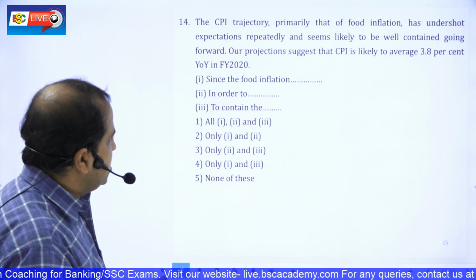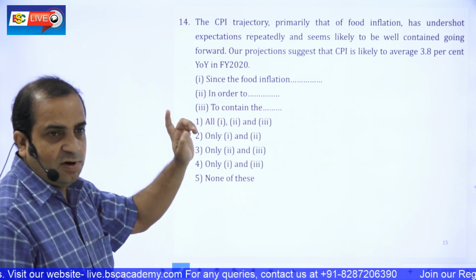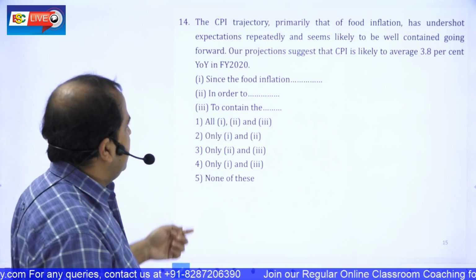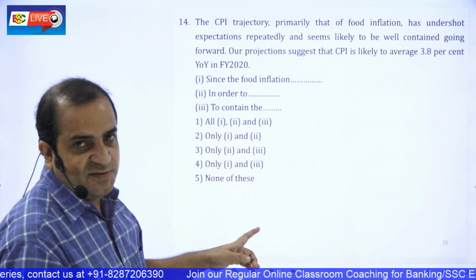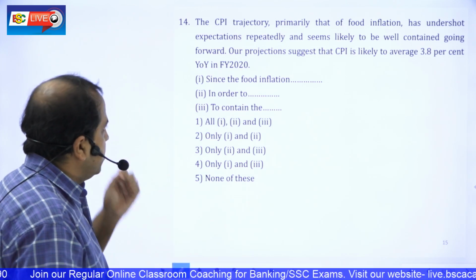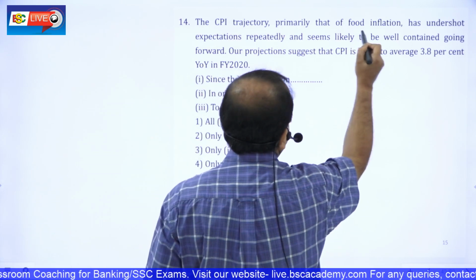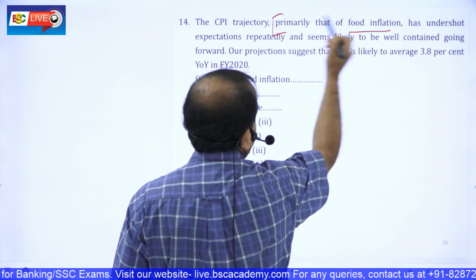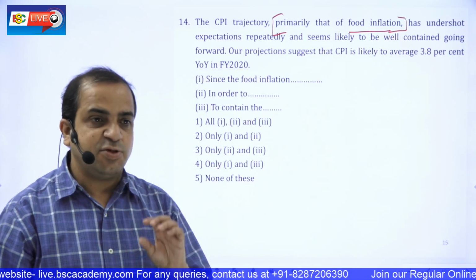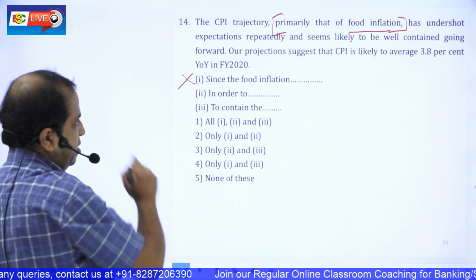Our projections suggest that CPI is likely to average 3.8% YOY. YOY is what? Year on year. मतलब पिछले साल की तुलना में इस साल. In FY 2020. FY 2020 means financial year 2019 to 2020. So since the food inflation, now see this food inflation, this is in the details, primarily that of food. तो example के details से आप start करेंगे तो sentence का structure गड़बड़ हो जाएगा. That is why you cannot start with this.